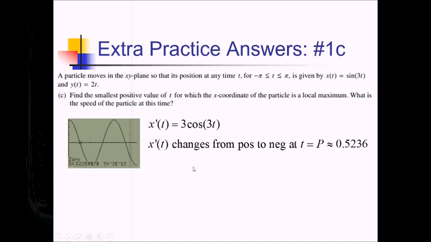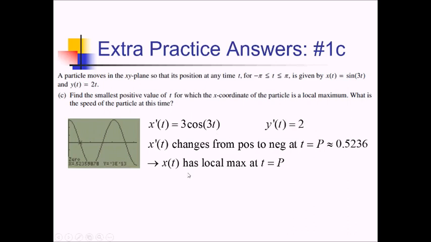And let me just complete this thought here. So because x prime changes positive to negative at this value, therefore x has a local max at time equals p. So we found the smallest positive value for t then, where this is happening. At this point now we also have to get the speed of the particle. So for that you need both x prime and y prime. Y prime in this case, if you just look at the y function, that's just going to be 2, so that one wasn't so bad.